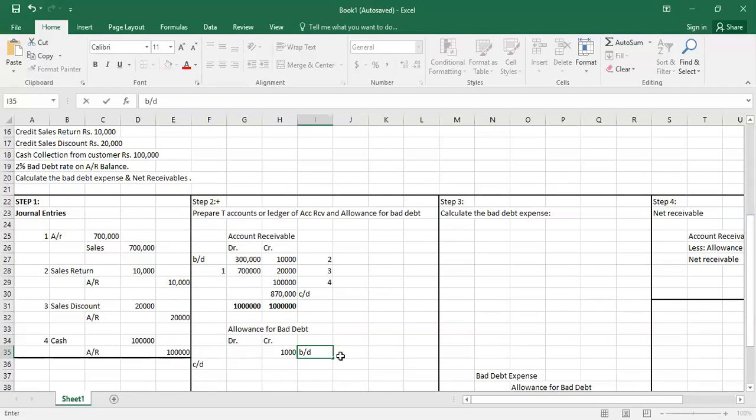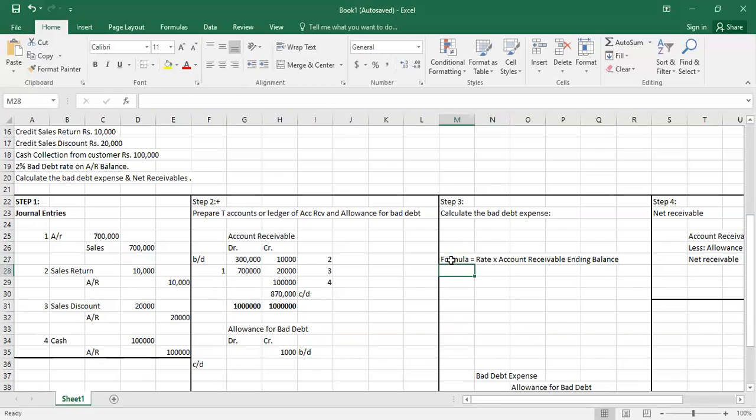That's it. Now calculate the bad debt expense. Under the account receivable balance method, the formula is: you have to take the rate and multiply it by the account receivable ending balance.